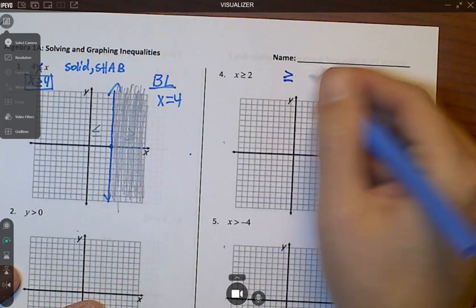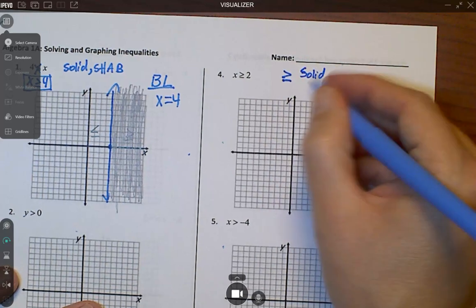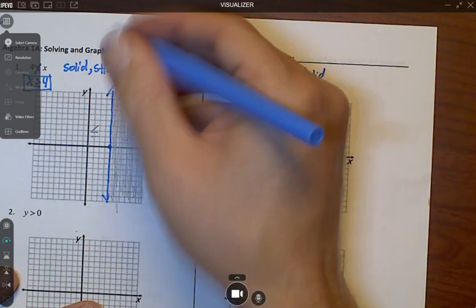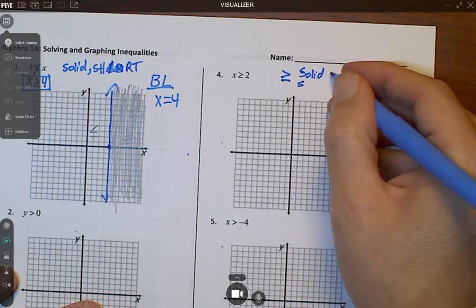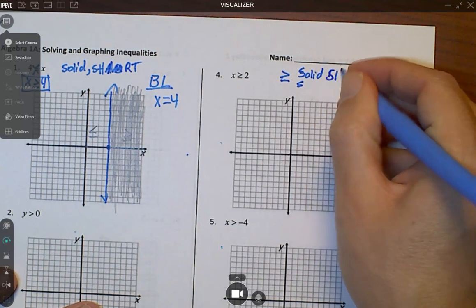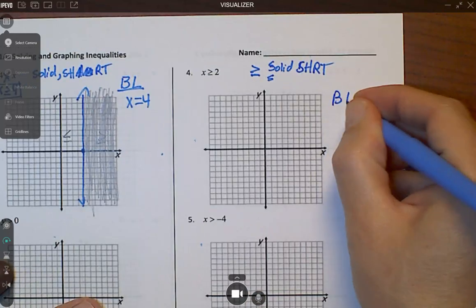greater than or equal to means a solid line and shade, not shade above, shade right. Solid line, shade right. Okay, this is the boundary line.